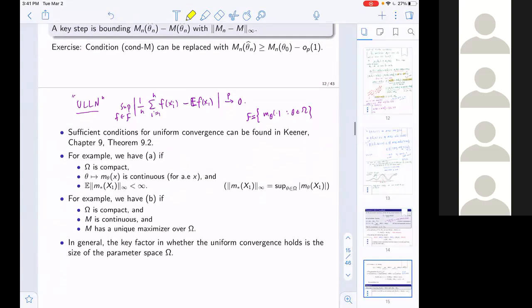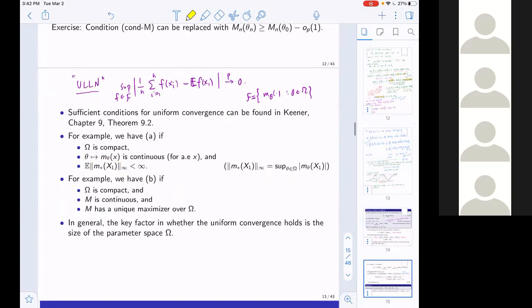Some basic conditions are given in chapter 9 in Keener, Theorem 9.2, you're welcome to take a look. For example, if the underlying parameter space is compact, if theta maps to m theta of x is continuous for almost every x, and if there's a bound on the infinity norm of the m function, so here this just means this expectation is finite, which is a very mild condition, then that uniform condition holds.